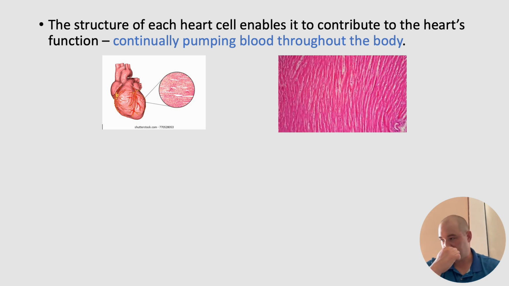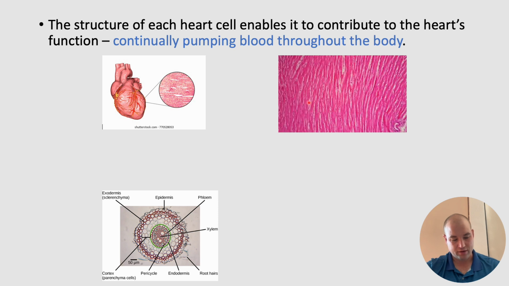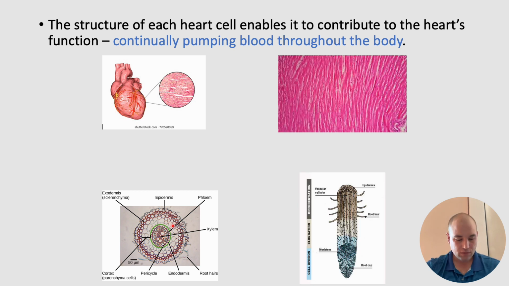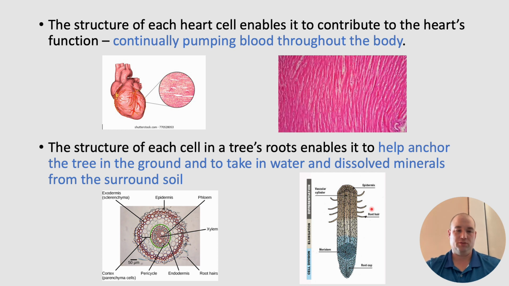Now, this kind of leads to the next thing of structure and function. Now, the structure of each heart cell, which is this long striated version that we have right here, the long striations we see, that structure leads to the function of continually pumping blood throughout the body. Now, if we take a look at these two things, these are roots. And if you ever do a cross-section of a root, notice how there are all these tubes that are located in it. These tubes, as well as stems, allow us to carry the nutrients and water from the soil.